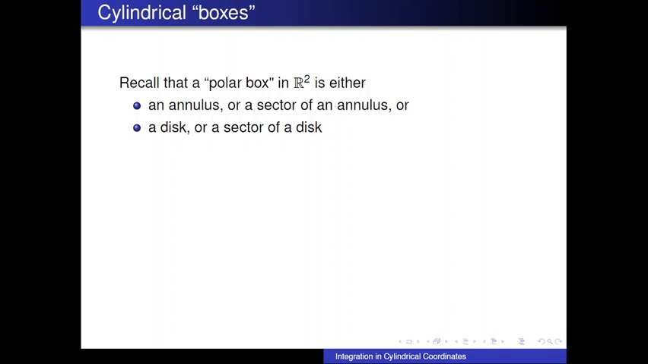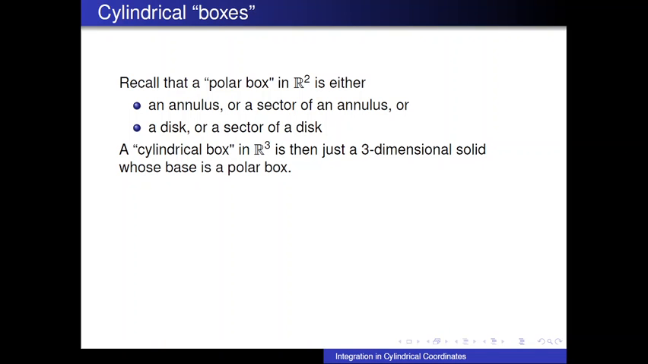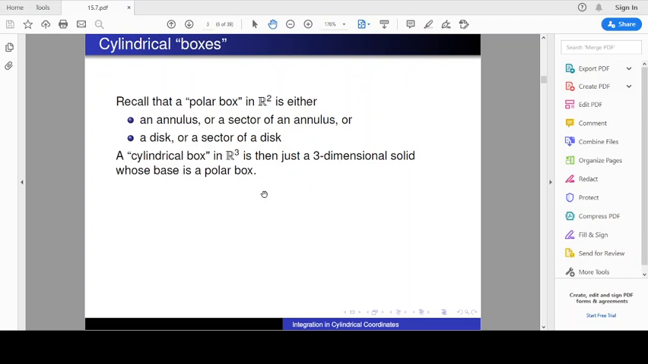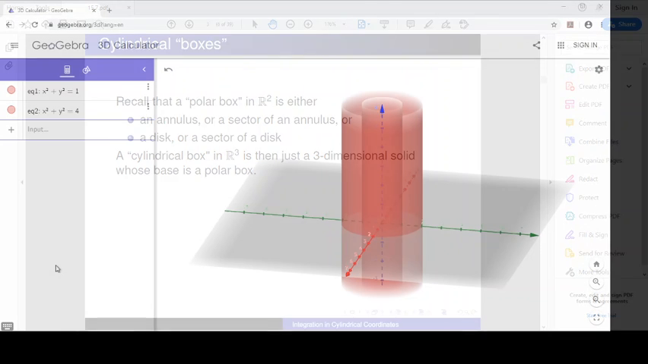Remember that a polar box in the plane is either an annulus or a disk or a sector of an annulus or a sector of a disk. So a cylindrical box will just be a polar box in the plane stretched out for the length of an interval. It becomes a solid whose base is a polar box and is stretched out for some amount of height. I think we can probably look at one of these in GeoGebra, so let's scoot over to GeoGebra.